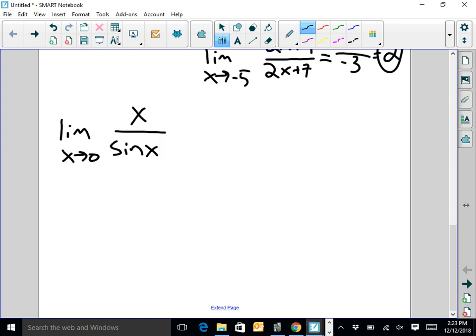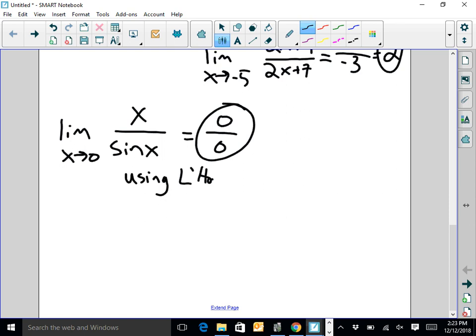But what happens when we plug in 0? Well, the top obviously makes 0. Over sine of 0, we know is 0 as well. So anytime we get 0 over 0, we can use L'Hopital's rule. So we just need to write that down. We need to show 0 over 0, and then we have to say using L'Hopital's rule. Okay, using L'Hopital's rule, we're going to do the limit as x goes to 0.